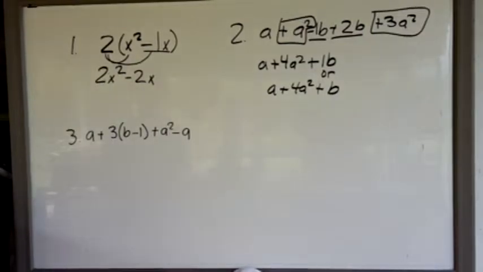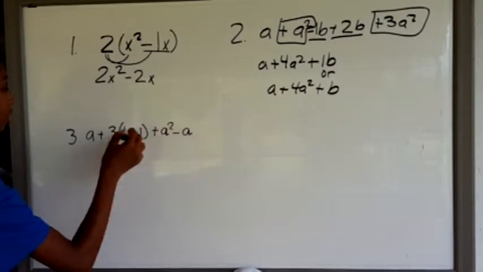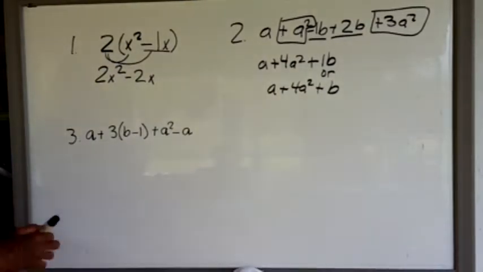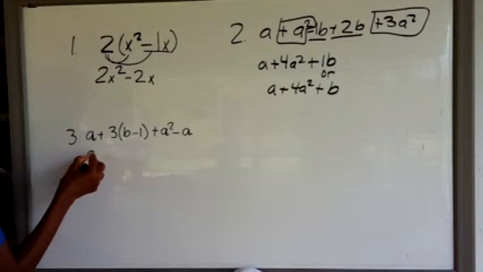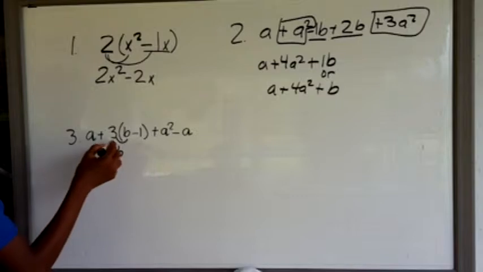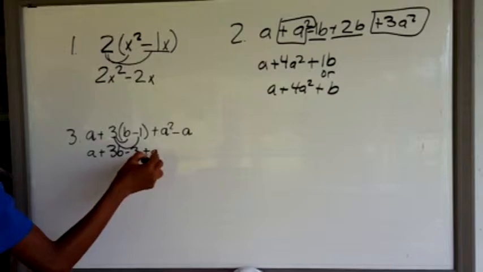Alright, so for number 3, we have a plus 3 times b minus 1 plus a squared minus a. Alright, so we're going to go ahead and distribute first. So that leaves us with a plus 3b. 3 times b is 3b, and 3 times negative 1 is negative 3, plus a squared minus a.